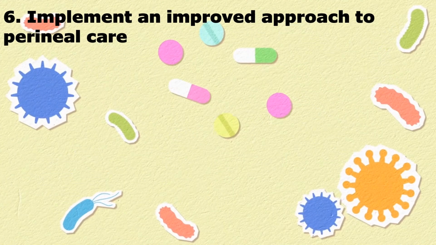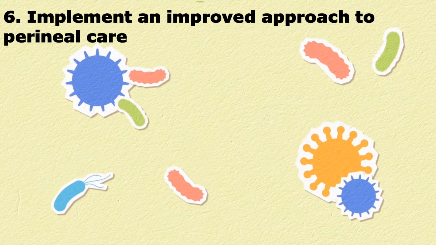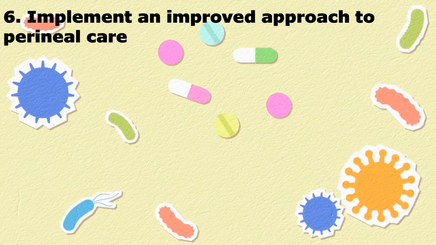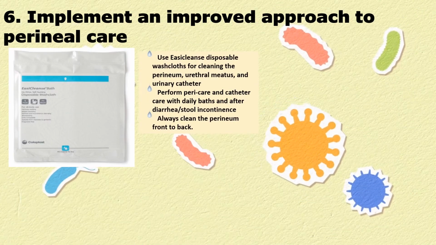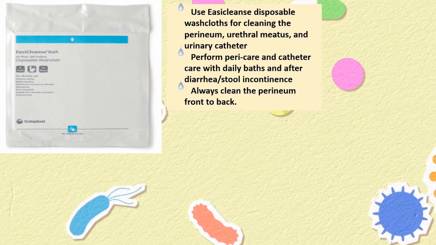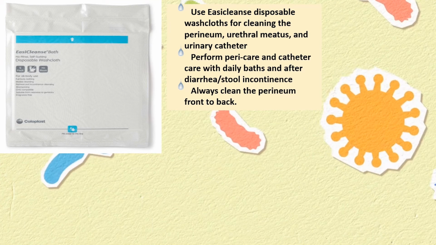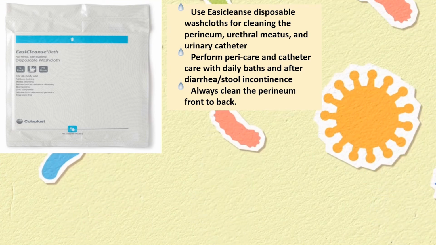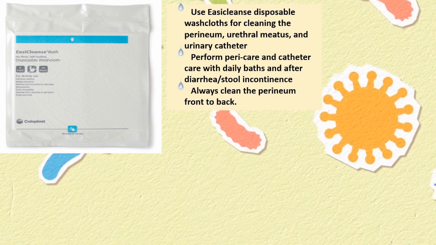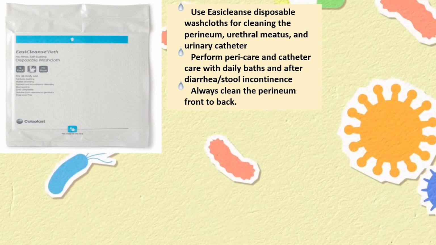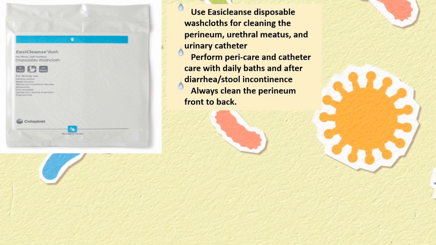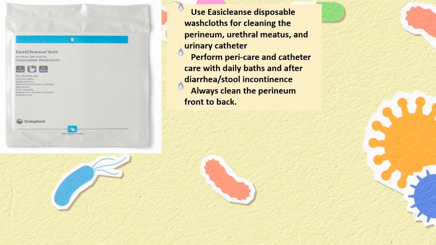The sixth element of our enhanced CAUTI prevention bundle involves implementing an improved approach to perineal care. As per our clinical guidelines, we will use Easy Cleanse disposable washcloths for cleaning the perineum, urethral meatus, and the urinary catheter. We will also perform perineal care and catheter care with daily baths and after diarrhea or stool incontinence episodes. And we always have to clean the perineum front to back.